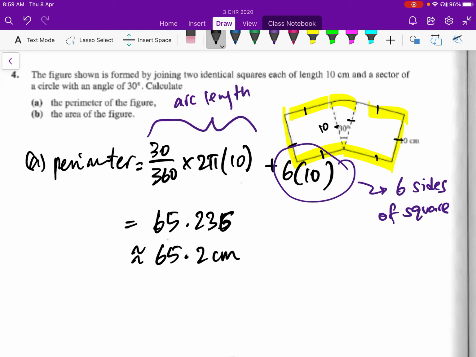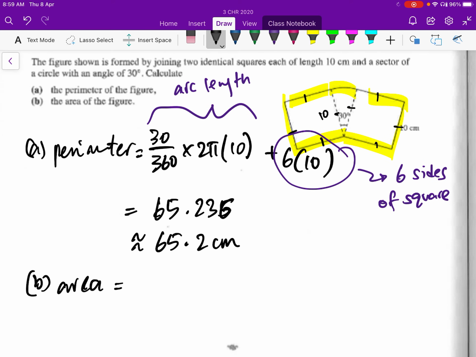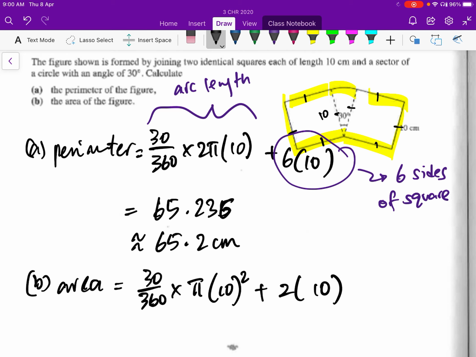So perimeter, straightforward. Now the area. Same approach, find the area of the sector. So 30 over 360 times pi r squared, plus the area of two squares, 2 times 10 times 10.